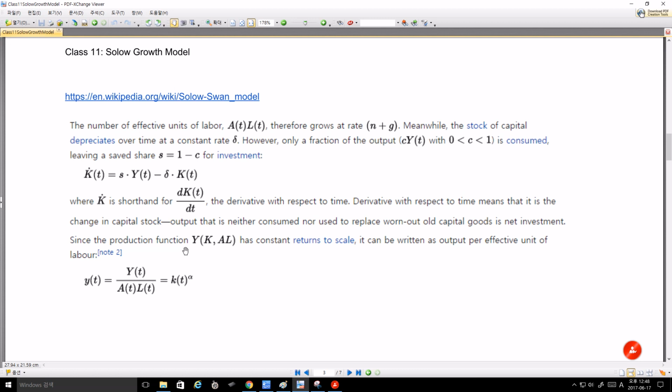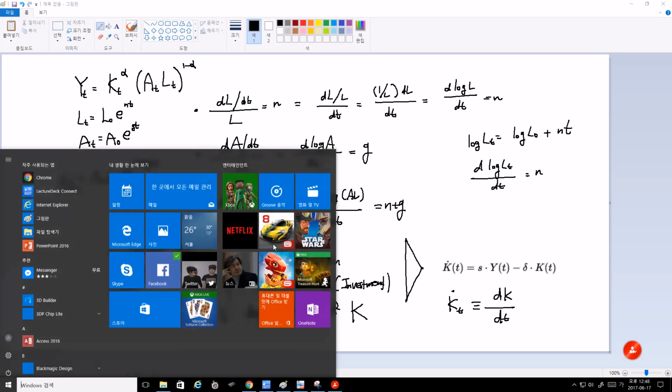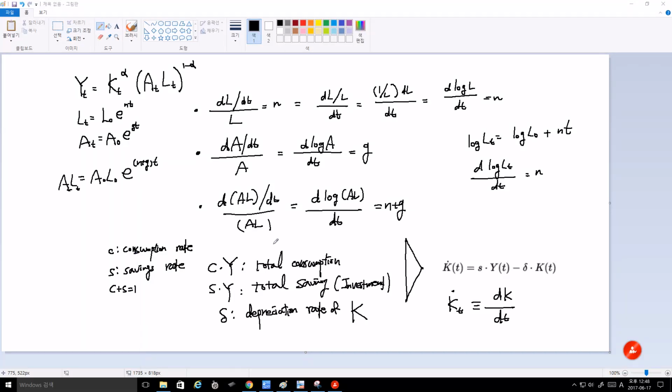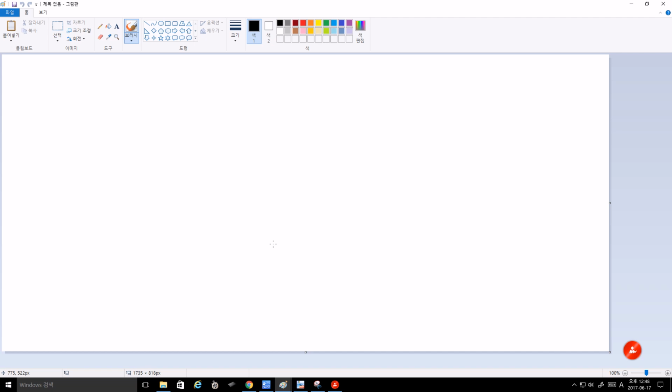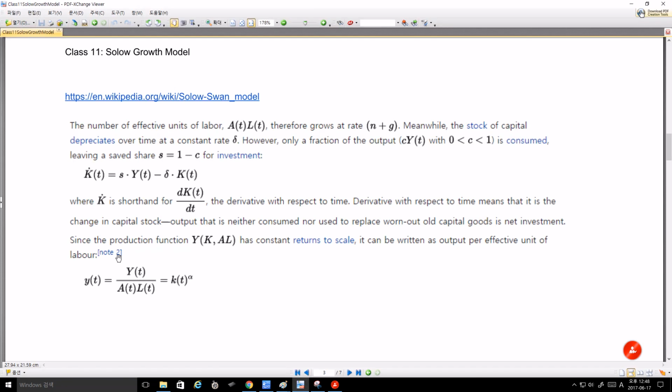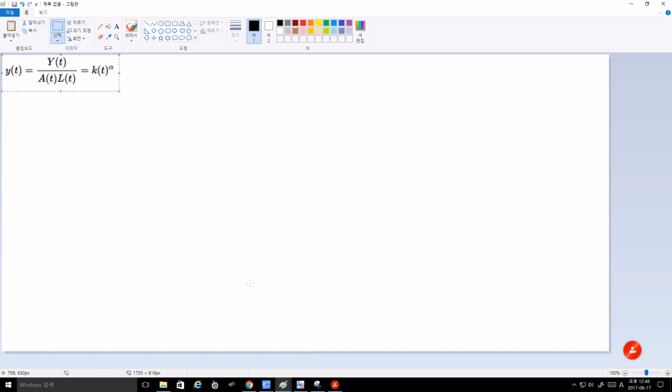Now, since the production function Y, which is K^α (AL)^(1-α), has constant returns to scale, well, you can ignore that for the time being. It can be written as output per effective unit of labor, like this one. Let me write this again. Okay. So here, y(t) is basically, we define y as output per effective labor.